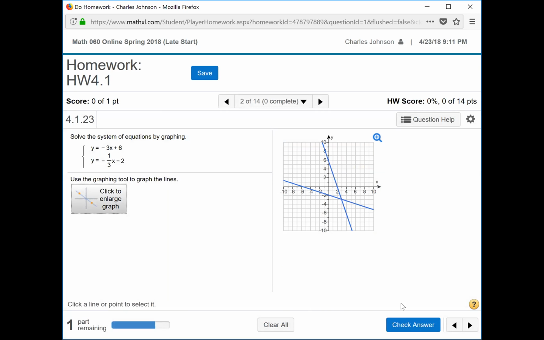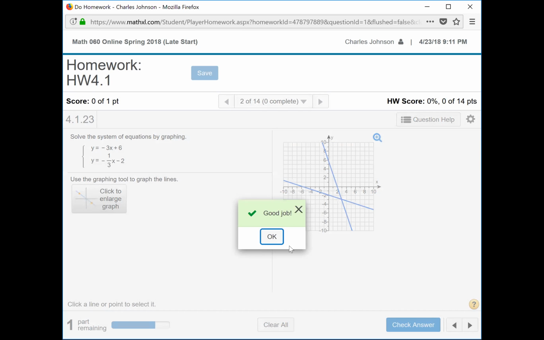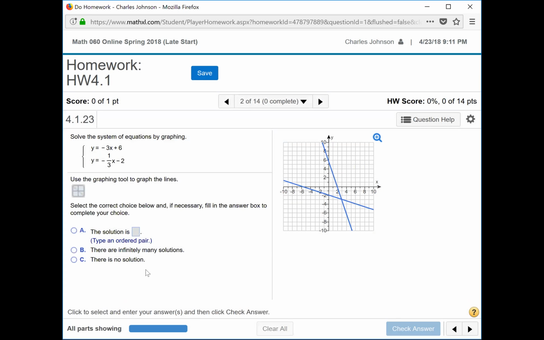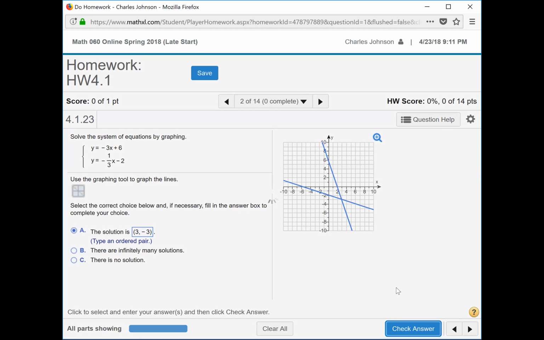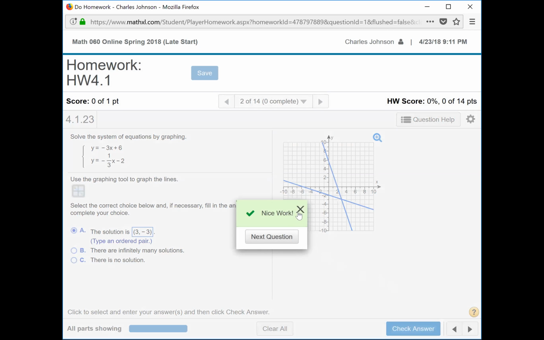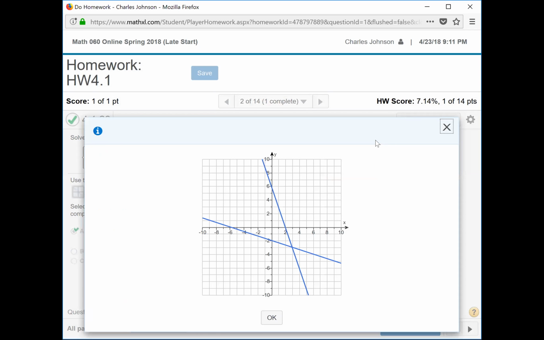Yes. Okay. So we check that answer to make sure those lines are correct. And then the solution is 3, negative 3. The solutions we have to write as an ordered pair. So parentheses 3, comma, negative 3. And then we check that. How do we tell that it's 3, negative 3 again? Because if I enlarge that graph, we see that it goes over 3 and then down negative 3. It's that point of intersection.